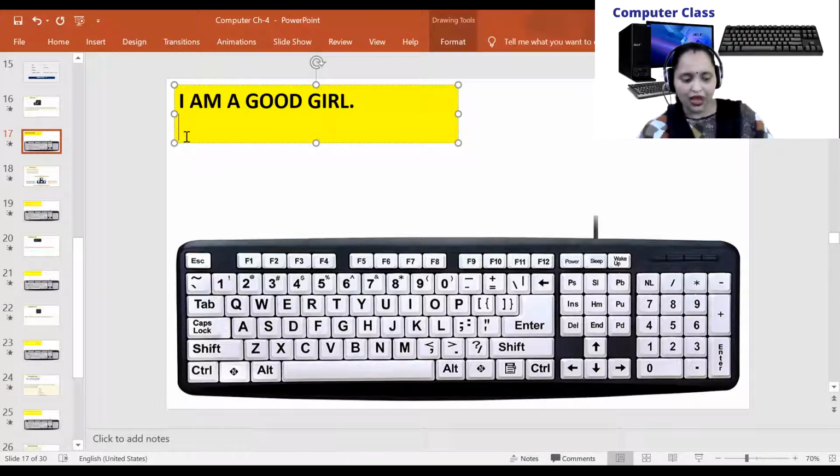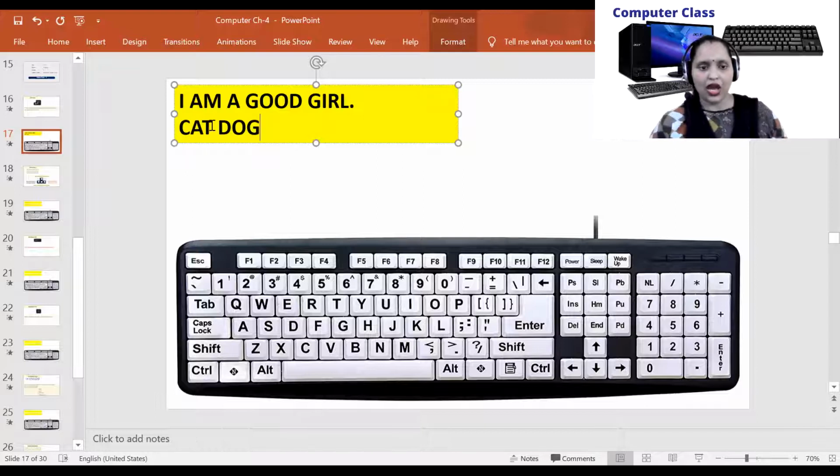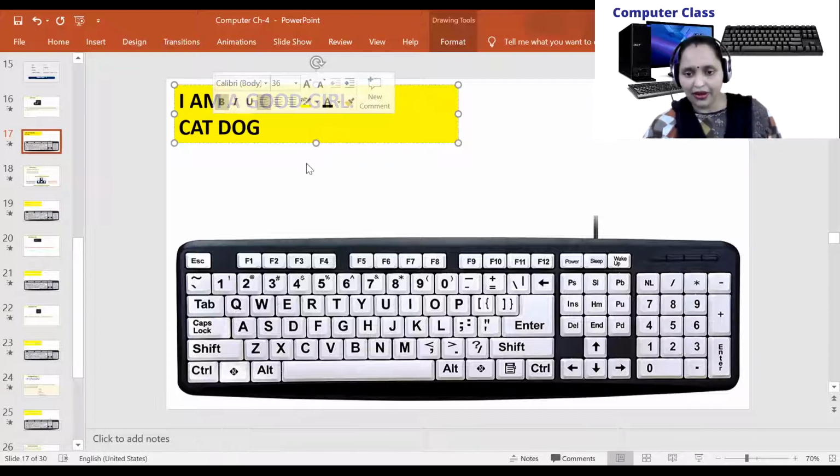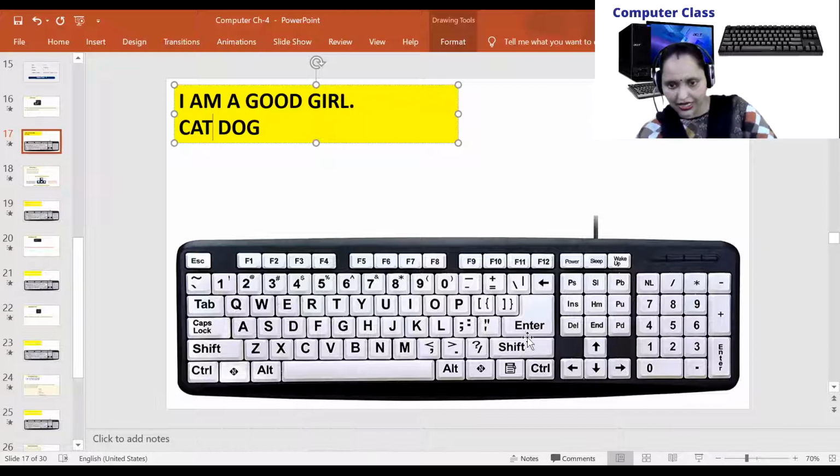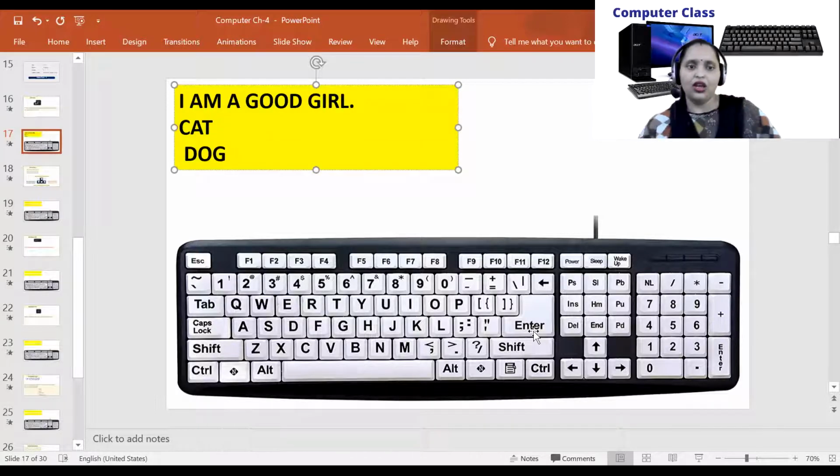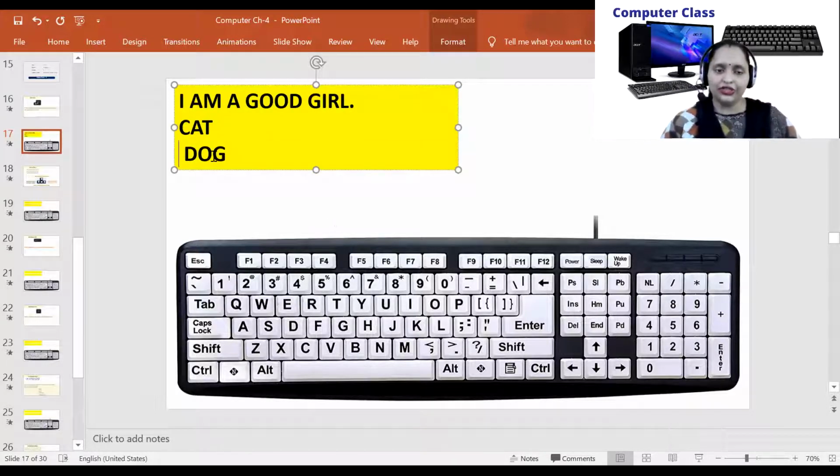Now students, see, I am writing some more words. C-A-T, cat, D-O-G, dog. Now I bring my cursor between these two words. Then I press the enter key. See carefully on the screen what will happen. The word dog comes in the next line.